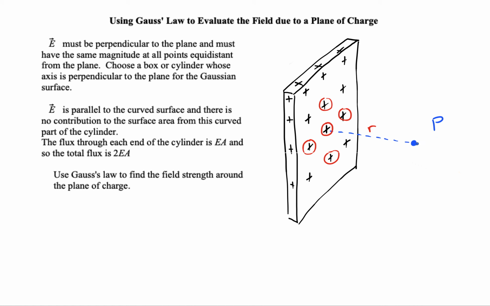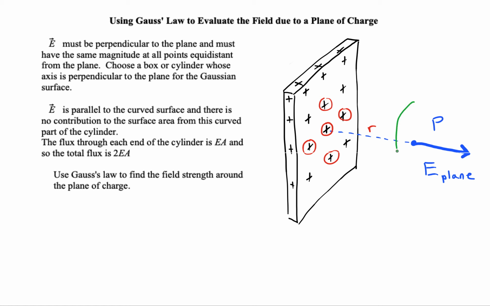We're going to be left with a single electric field, which I'll call E due to the plane of charge. And we want to find a formula for it. So one way to do this is to create a Gaussian surface, which has one of its surface boundaries at point P.